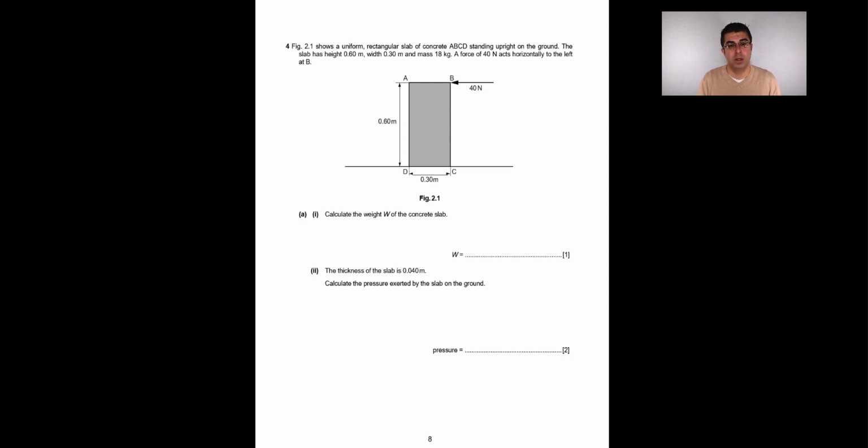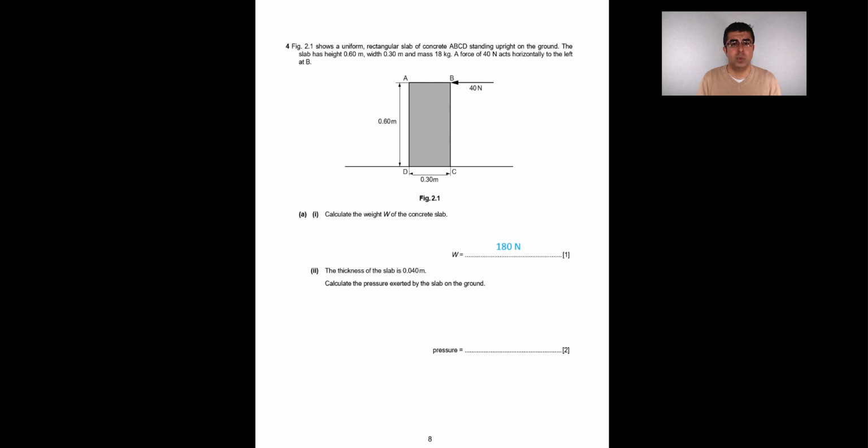Question number 4. Figure 2.1 shows a uniform rectangular slab of concrete ABCD standing upright on the ground. The slab has a height of 0.60 meters with width of 0.30 meters and a mass of 18 kilograms. A force of 40 newtons acts horizontally to the left at B. Calculate the weight of the concrete slab.